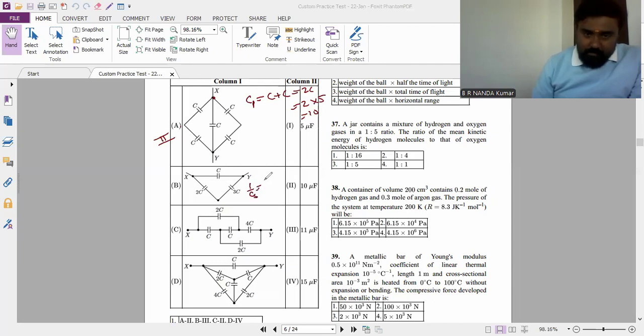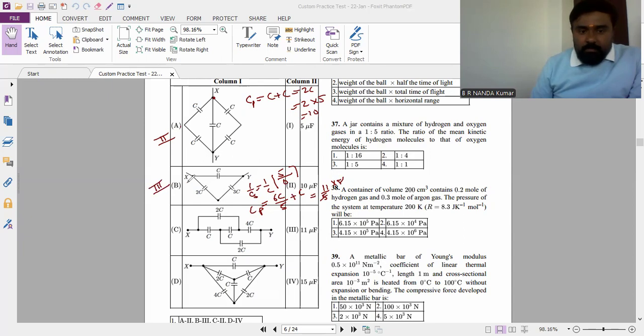Here 2C and 3C are connected in series. So 1 by Cs is equal to 1 by 2C plus 1 by 3C. 6 is the LCM, 3 plus 2 is 5, so this is 6C by 5. Plus C, because 6C by 5 and C are connected in parallel. So this is 11 by 5 C, C is 5, the 5 cancels. So this is 11 microfarad. So B matches to 3.